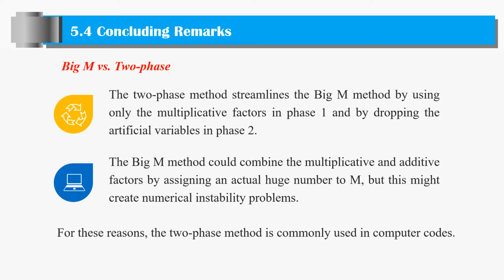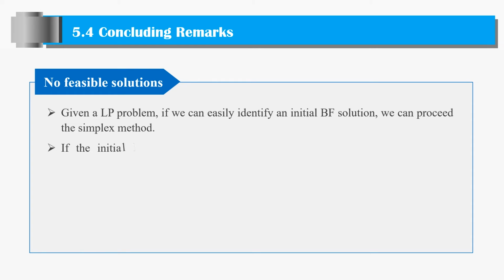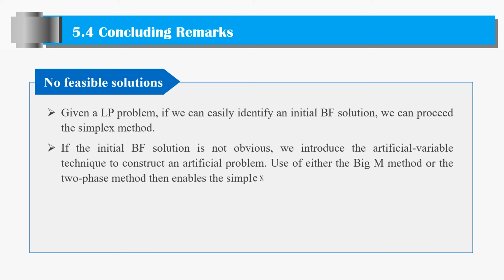Okay, next, we say that given a linear program problem, if we can easily identify an initial BF solution, we can proceed to the simplex method directly. However, if the initial BF solution is not obvious, we can introduce the artificial variable technique to construct an artificial problem, using either the big M method or the two-phase method. We can have an initial BF solution and then we can start our simplex method.